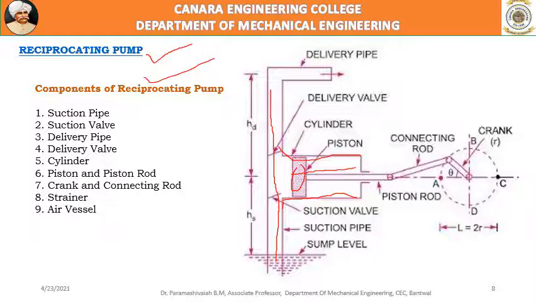The important parts of a reciprocating pump are: one is the suction pipe. So this is the suction pipeline at the suction side. Then the suction valve. This is the suction valve. Then the delivery valve. This is the delivery valve. Then the cylinder, which I told you. Then the piston and piston rod. This is the piston and this is the piston rod. Then the strainer, which is used for filtering. The strainer will be available below this in order to filter the liquid.